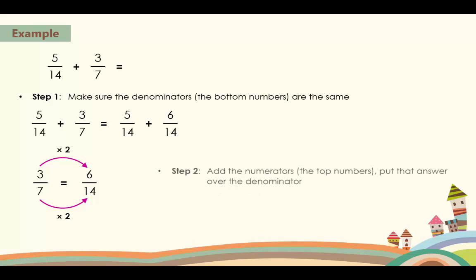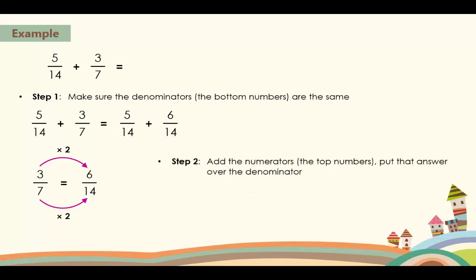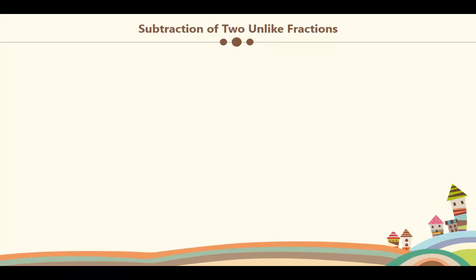We go to step 2, add the numerators, or the top numbers, and then put the answer over the denominator. We get 5 over 14 plus 6 over 14 equals 11 over 14. In subtraction of two unlike fractions, we use the same method as addition. For example, what is 3/4 minus 3/8?